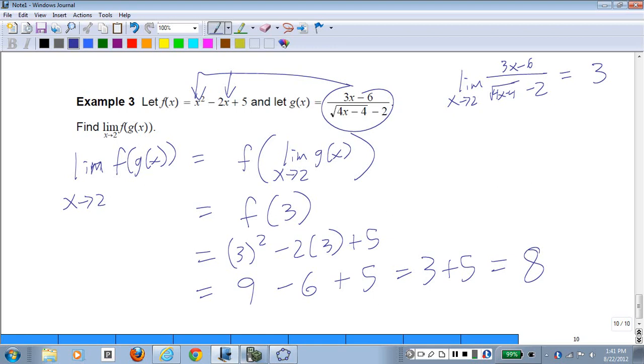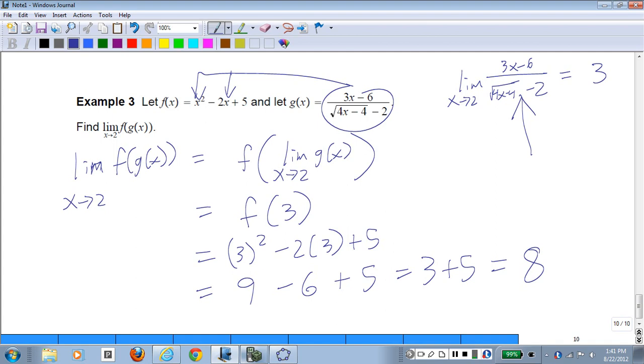So x gets really close to 2, and this rough looking expression here gets really close to 3 in the process. But all the while, we're taking the function f and evaluating it at whatever g of x gives us. So if the values that g of x is giving us are getting really close to 3, then what f is doing is turning those numbers into numbers that are really, really close to 8.